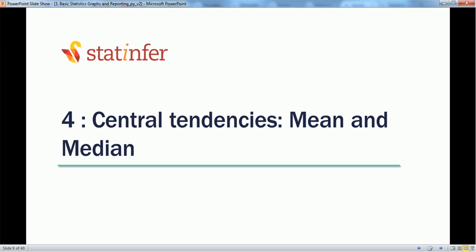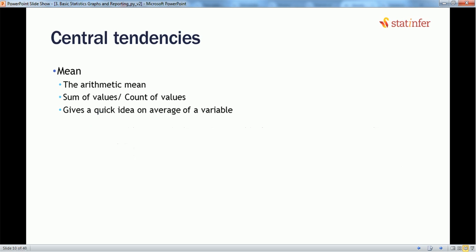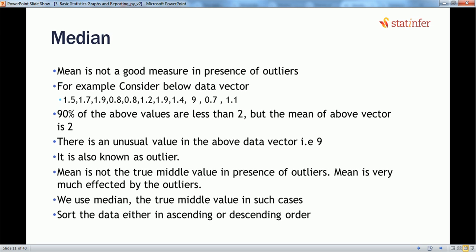First, we will understand central tendencies. Central tendencies just give us an idea about the middle point of that particular variable. First, we will move to the central tendency measure which is mean. So, what is the mean? Mean is a simple arithmetic mean: the sum of the total values divided by the number of values that we have. We have been understanding this for quite a long time. What mean does is it just gives us a quick idea of the average of a variable or where the middle point might be. Next, we will move to median.